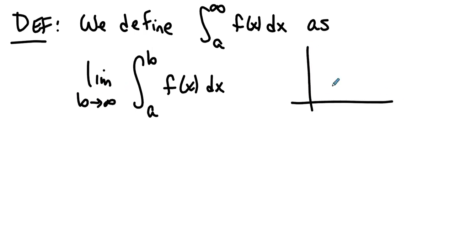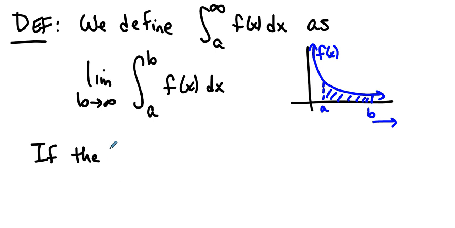So in other words, you have your function, and you have some a, you want to go all the way out to infinity, but you can't. So you go out to b, and then you push b. You take b and you push that to infinity, and as you push b to infinity, you get the area that you're looking for.